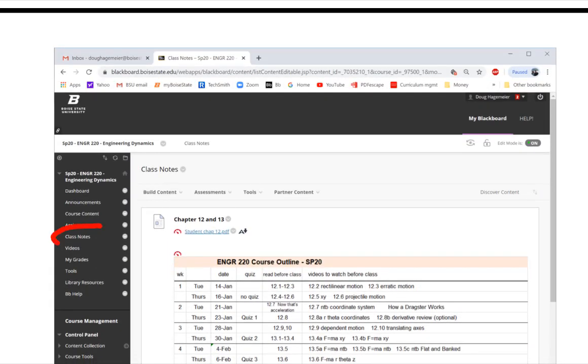Then if you'll look at the next tab, which is class notes, what I will do is print, or allow you to print, the class notes for each chapter. You should print those, or if you're taking notes on a tablet or a device, then you can use these PDFs to take those notes.